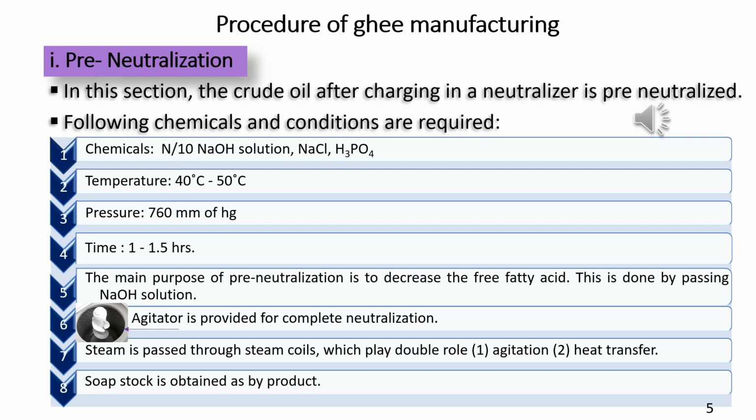What is the main purpose of pre-neutralization? The main purpose of pre-neutralization is to decrease the amount of free fatty acids. This is done by passing the NaOH solution. So why are we decreasing the amount of free fatty acids? Because they are less stable than neutral oils. They are more prone to oxidation and to turning rancid. So that's why we are removing free fatty acids.